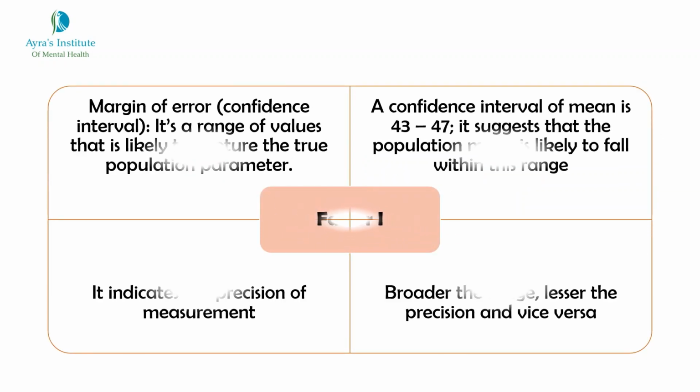In sample size estimation, 4 factors have to be considered. First factor is margin of error or confidence interval. It is a range of values that is likely to capture the true population parameter. For example, if a researcher says that the confidence interval of mean is 43 to 47, then it can be assumed that the population mean is likely to fall within this range.